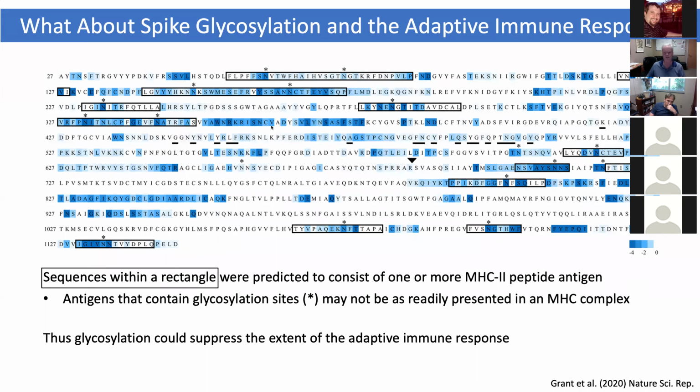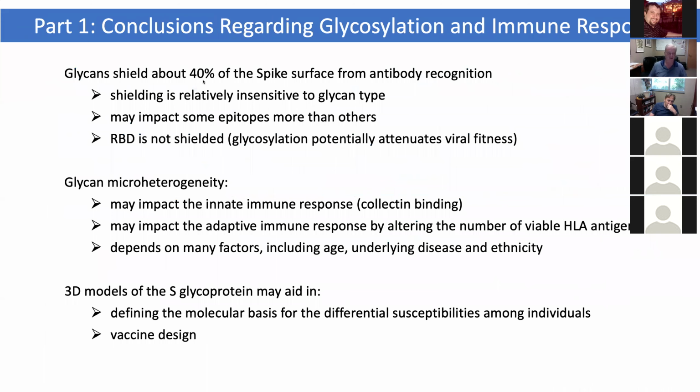So the conclusions from this so far then are the glycans shield about 40% of the spike surface and that is relatively insensitive to the glycan type. Some epitopes are impacted more than others based on where the glycan is on the surface. The receptor binding domain, not surprisingly, is not shielded, because if it were, it could potentially block the ability of the virus to bind to host. Glycan microheterogeneity, though, that's a different thing. Now, imagine you got 10 different glycans possible at each site. Well, the distribution of glycan microheterogeneity depends on many factors: cell age, organismal age, underlying disease, and in humans, ethnicity.